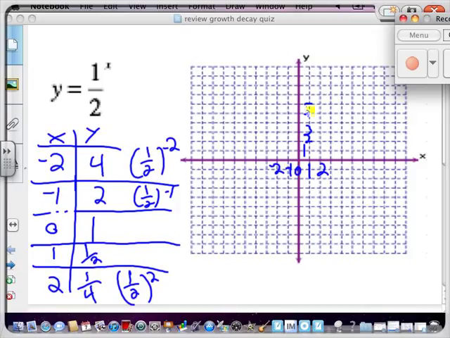At -2, we're at 4. -1, we're at 2. 0, I'm at 1. 1, I'm at 1/2. And 2, I'm at 1/4. You must draw a line through it. You must have arrows at the end.